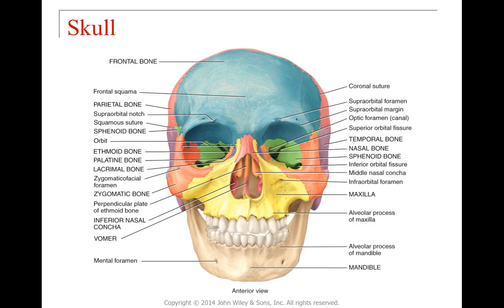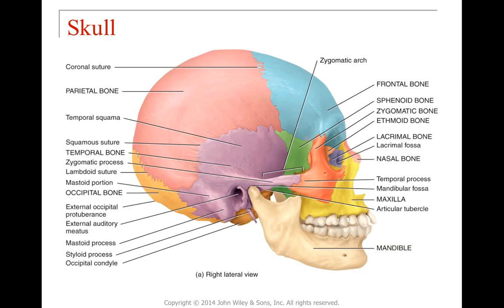So let's go ahead and switch directionality. All right, so now we're looking at a lateral view. So we're looking at you from the side. We're going to see all the same bones, right? The frontal bone shown in blue, parietal bone shown in pink. The coronal suture is going to connect the two of them. Then we have the temporal bone.